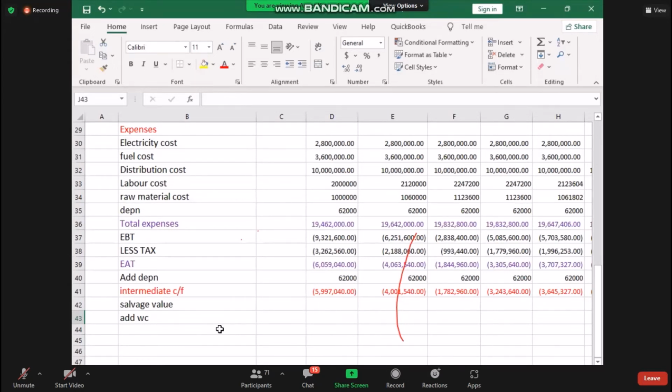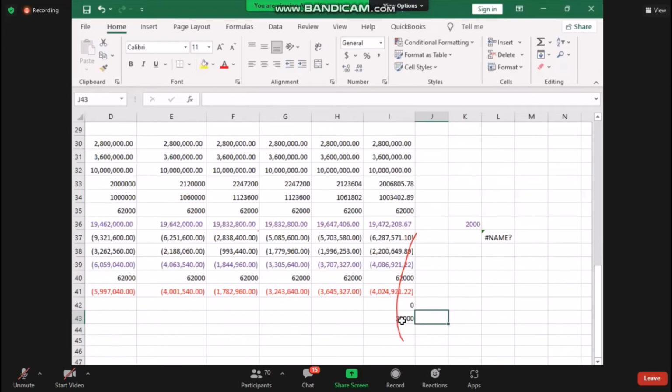You have to note the issue of salvage value. If it is not given, it is 0. If it is given as salvage value, you have to get the net salvage value. How? Get the salvage into brackets 1 minus tax. And if you have working capital increment recovered, then you also have to add it to the value that you have this side in your final year, because always working capital is recovered in the last year.